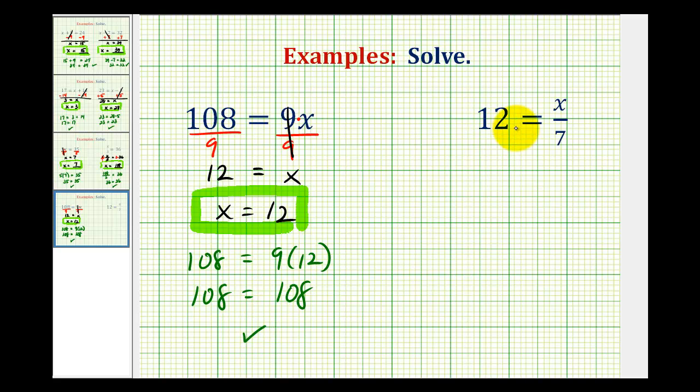Looking at our second example, we have 12 equals x divided by 7. Since the variable is on the right side, we want to manipulate this so that it's in the form of some number equals x. So we don't want this divided by 7 here, so we'll perform the opposite operation to both sides of the equation. Well, the opposite operation of dividing by 7 would be to multiply by 7. So we'll multiply both sides of the equation by 7. So we'll multiply the right side by 7, and then we'll multiply the left side by 7 as well.